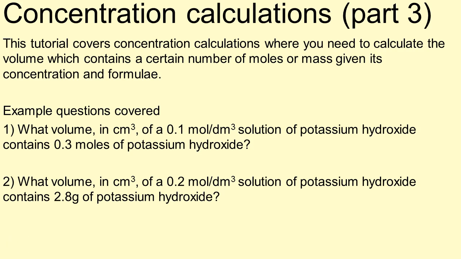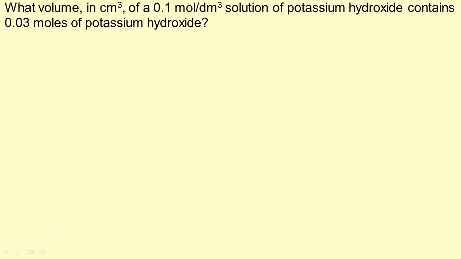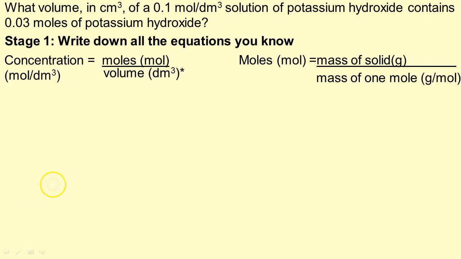This tutorial covers concentration calculations where you need to calculate the volume which contains a certain number of moles or mass given its concentration and formulae. The example questions covered are shown below. What volume in centimeters cubed of a 0.1 mole per decimeter cubed solution of potassium hydroxide contains 0.03 moles of potassium hydroxide? Firstly, write down the equations which you know.